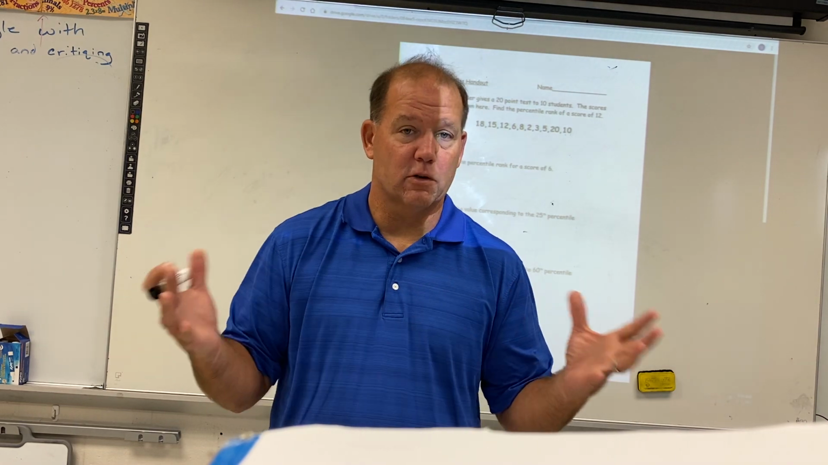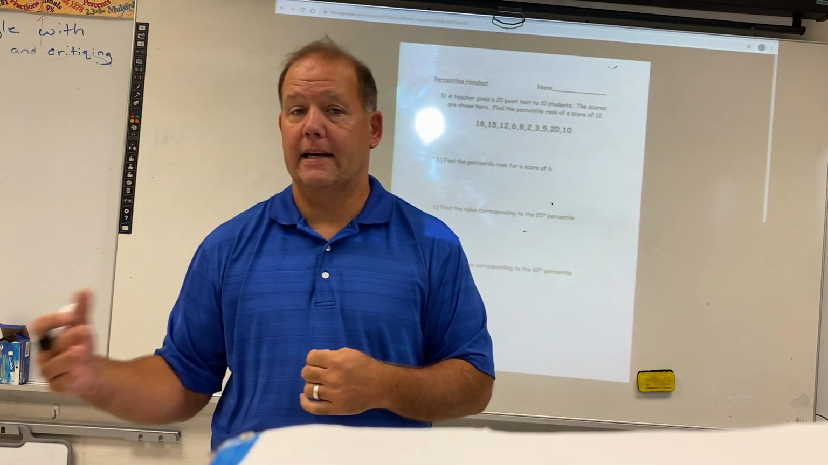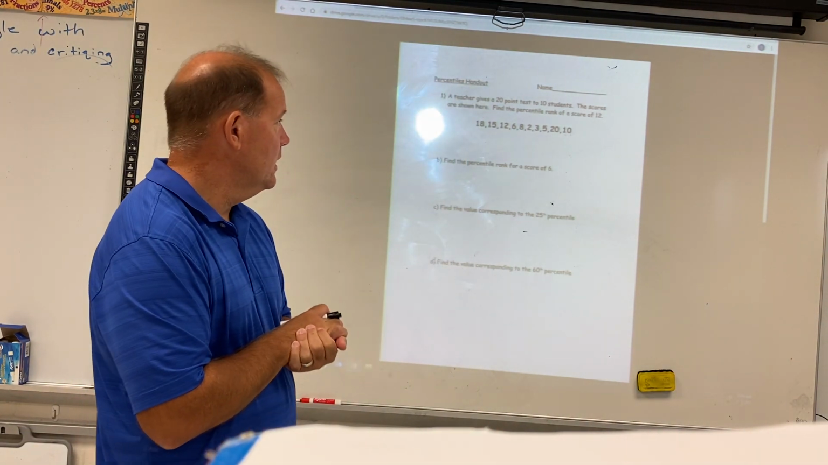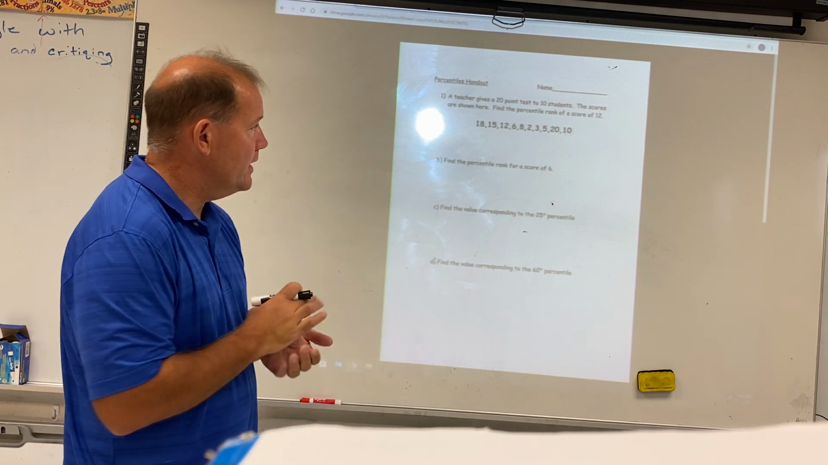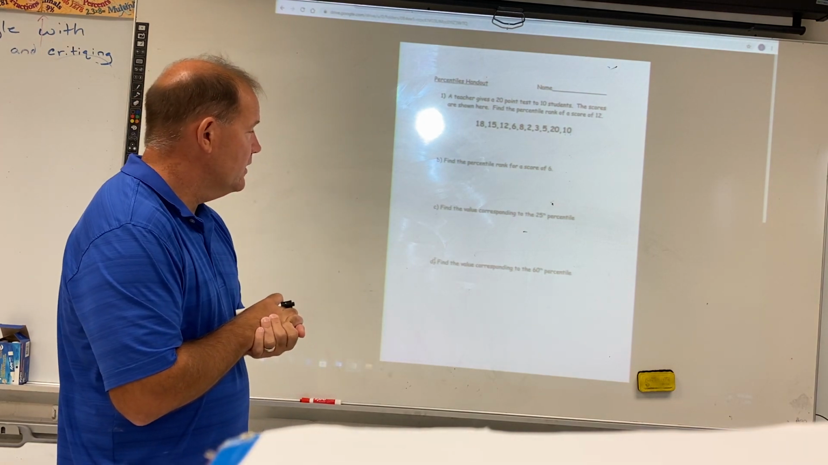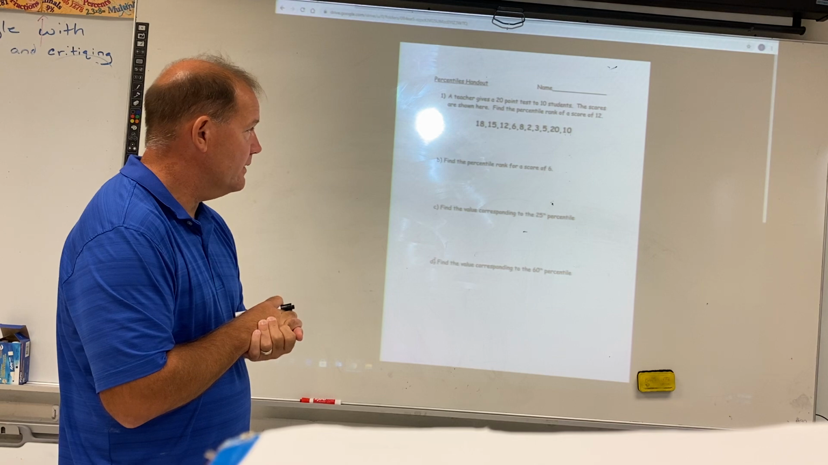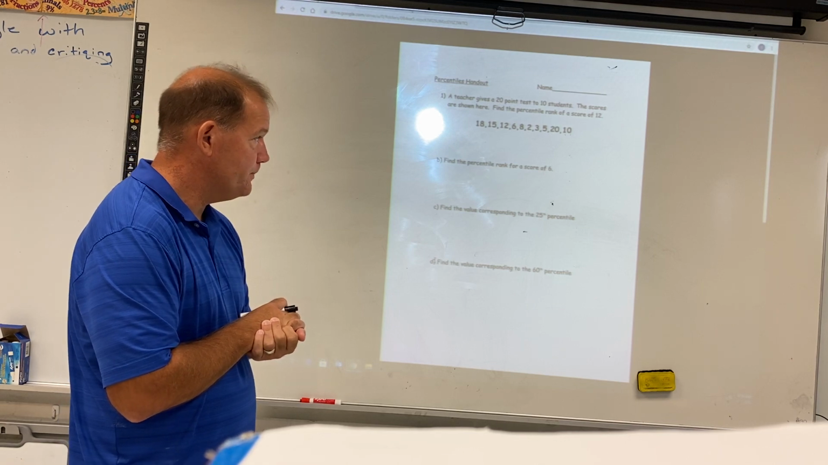So again, a percentile is based on that 100%. We're dealing with all those values, so it could be from the first percentile all the way to the 99th percentile when we talk about ranking. In our first example, a teacher gave a 20-point test to 10 students. The scores are shown here. Find the percentile rank for a score of 12.